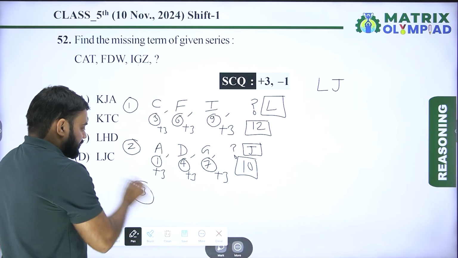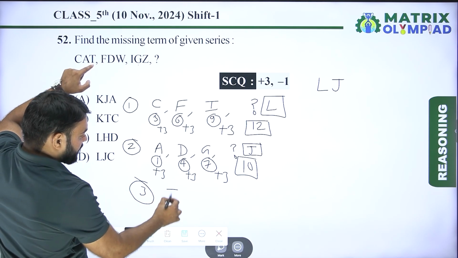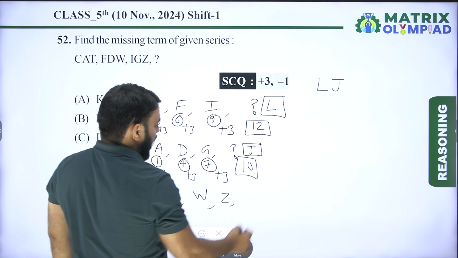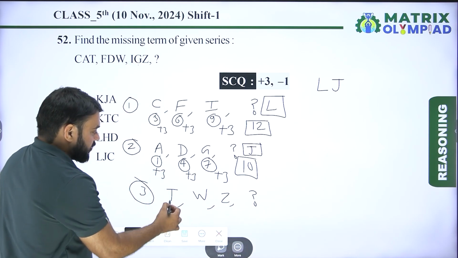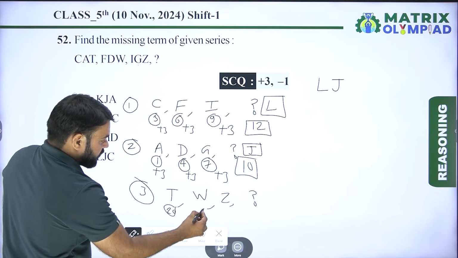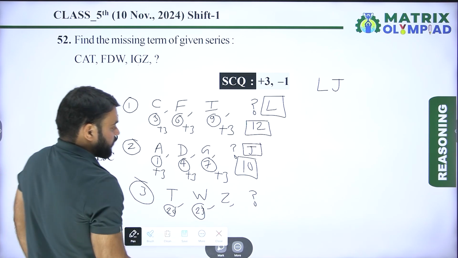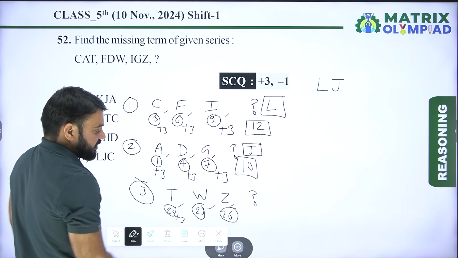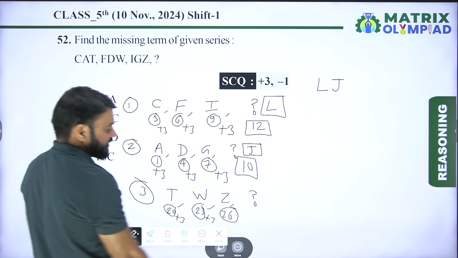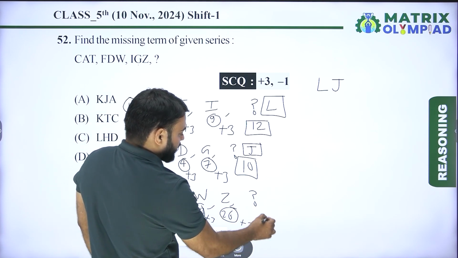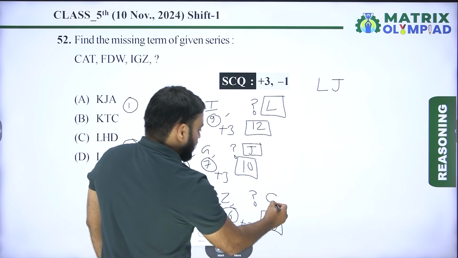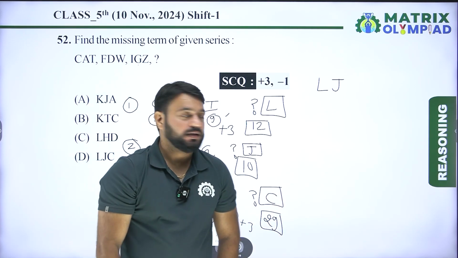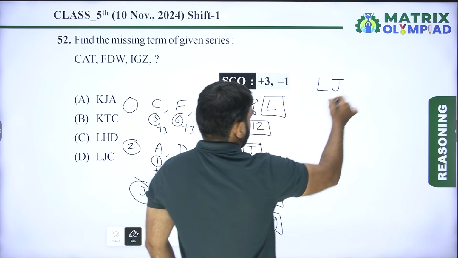Now take the third alphabet of each term. The third alphabet of the first term is T, of the second term is W, of the third term is Z, and after Z the next is missing. The place value of T is 20, of W in the English alphabet is 23, and of Z is 26. So the pattern is 20 plus 3 gives 23. Now 23 plus 3 gives 26. Similarly, 26 plus 3 gives 29. So 29 means C, because 29 wraps around to C in the English alphabet. So the third missing alphabet is C.